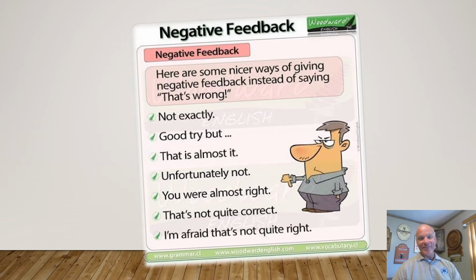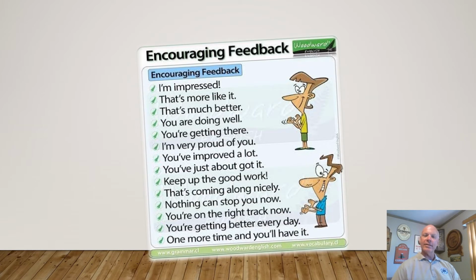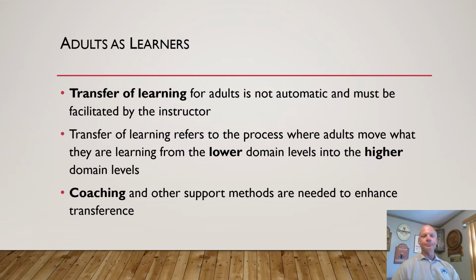Sometimes you have to give negative feedback. That's just the way it is. It's always good to use that Oreo cookie of saying something good, give some negative feedback, and then finish off with something good. But here are some little phrases basically where you can use these to maybe blunt how bad the negative feedback is. And then lastly is this encouraging feedback where people are progressing, and you want them to see that you notice that they're getting better.